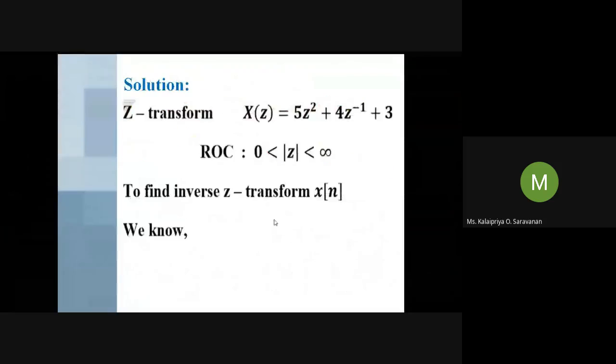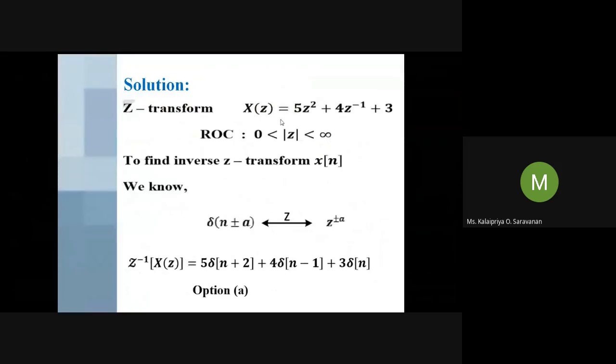So the same thing they have given here. What they have given you here is 5z square. So 5z square means how we should write it as del of n plus k. So del of n plus 2. Next is 4z inverse. This is z power minus k. Z power minus k means del of n minus k. So del of n minus 1. This is 3. 3 means how we should write it as 3 del of n. I mean, this is z power 0. So z power 0 means del of n plus 0. We will write it as del of n.